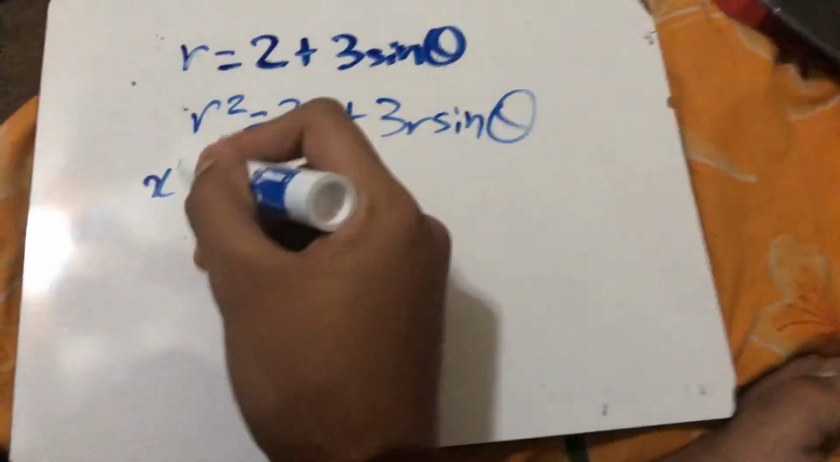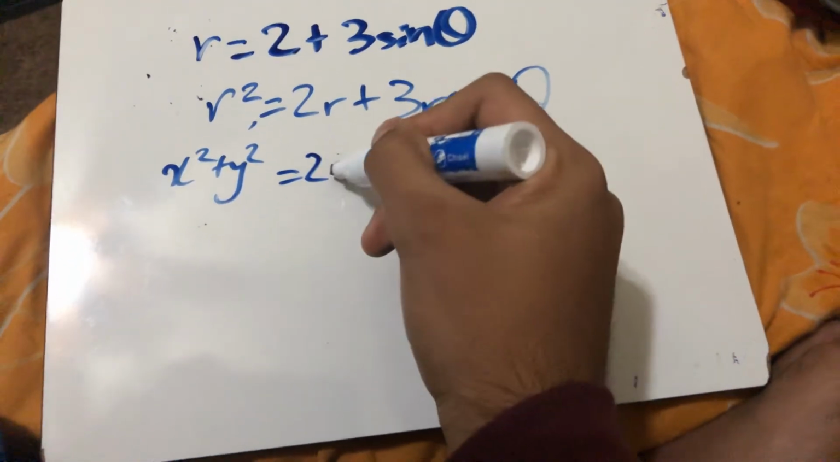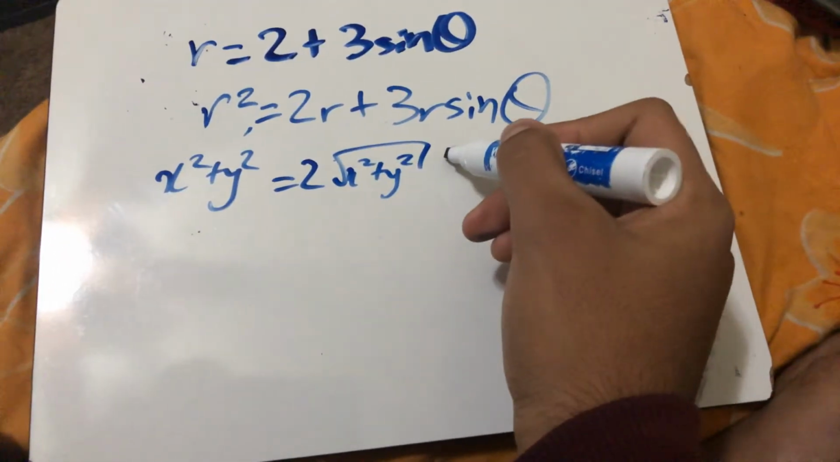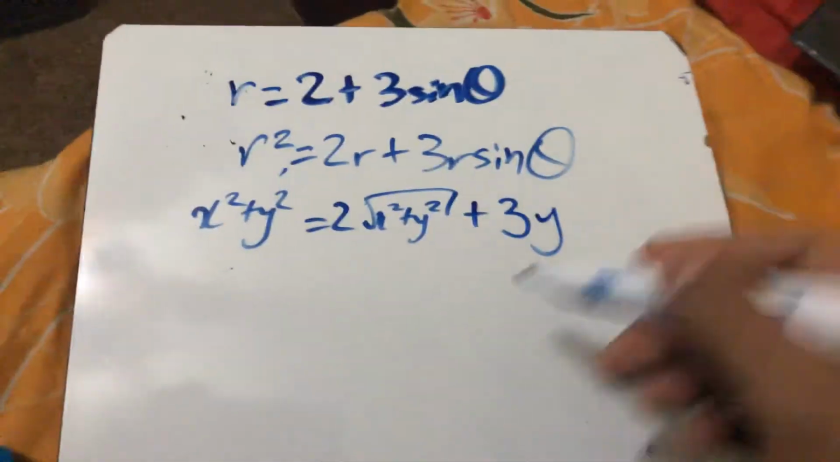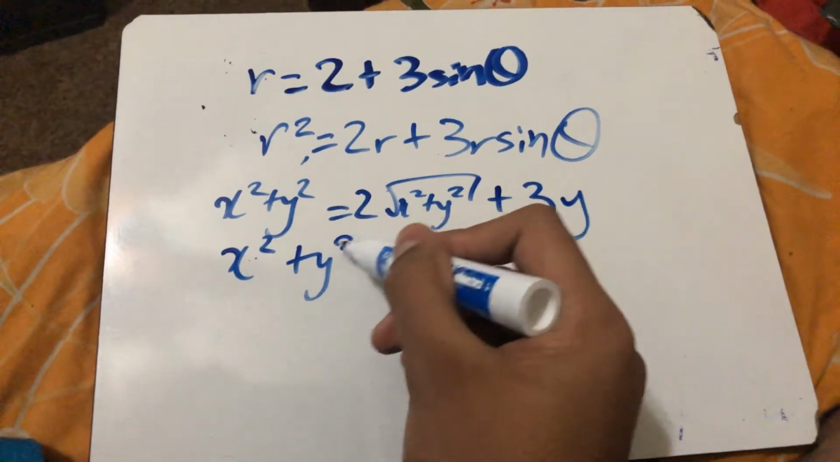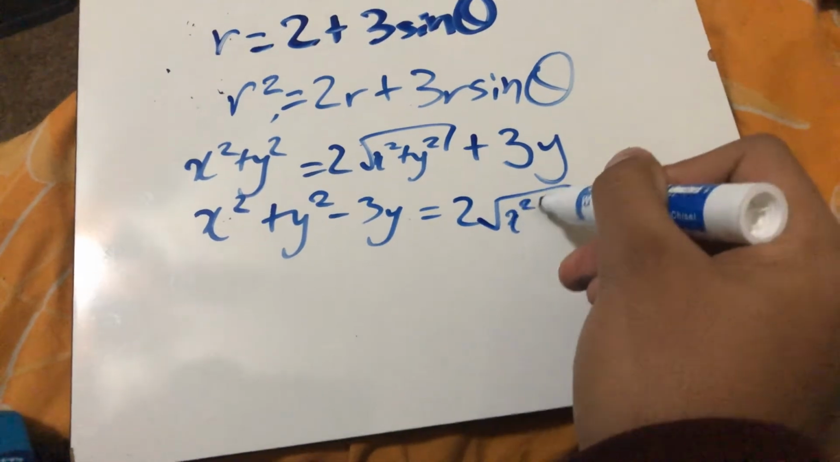r squared is x squared plus y squared. 2r, well, that would be 2 square roots of x squared plus y squared, plus 3y, because r sine theta is y. Same thing, we're going to subtract 3y from both sides. x squared plus y squared minus 3y is equal to 2 square roots of x squared plus y squared.